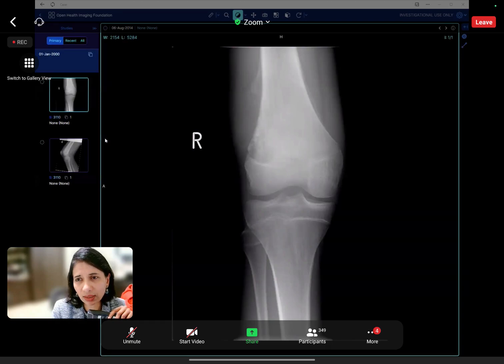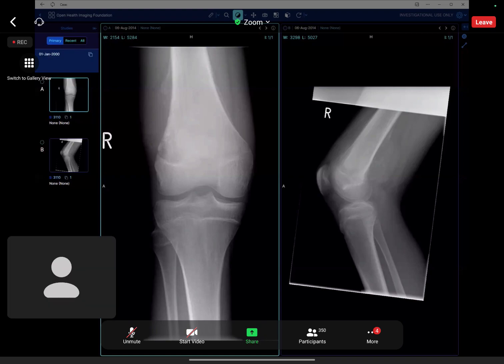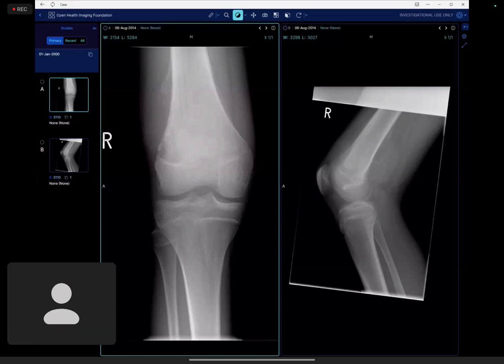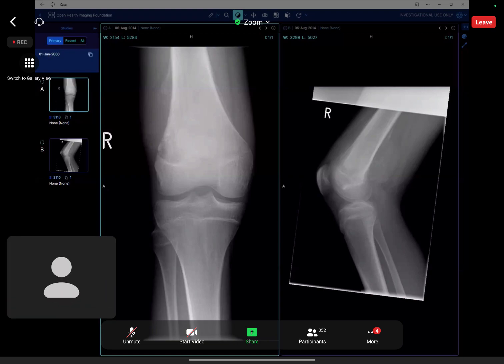So this is a young patient presenting with knee pain, and I can put both the radiographs together for you if that's better. On the AP view, there is aggressive appearing periosteal reaction involving the lateral cortex of the distal femur, giving a Codman triangle appearance.